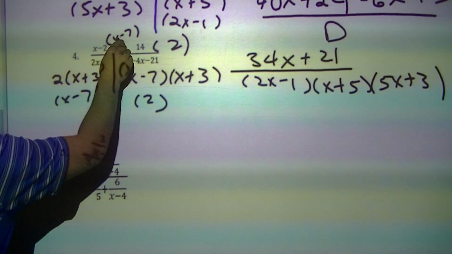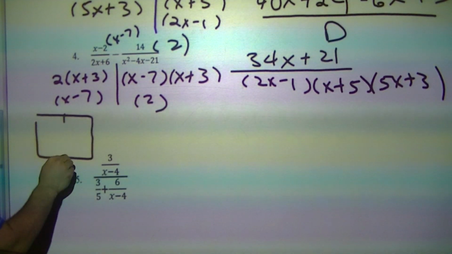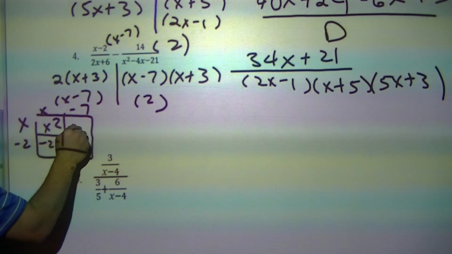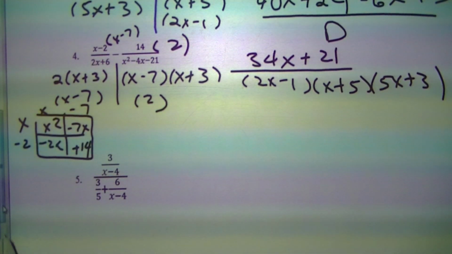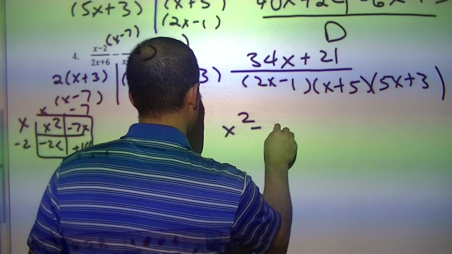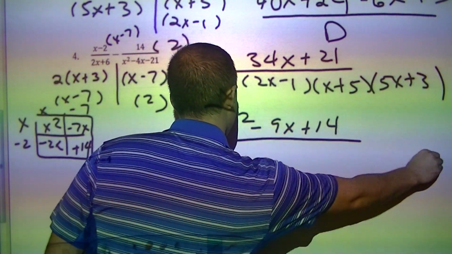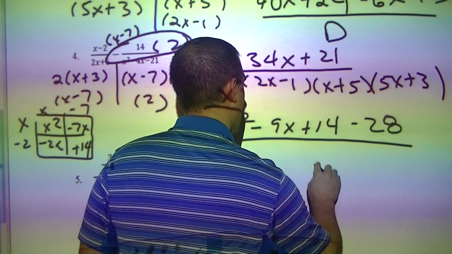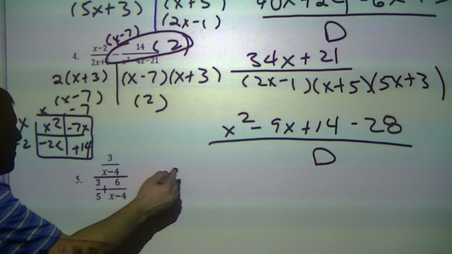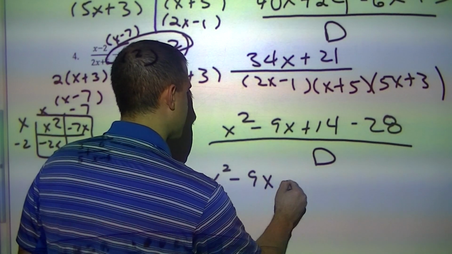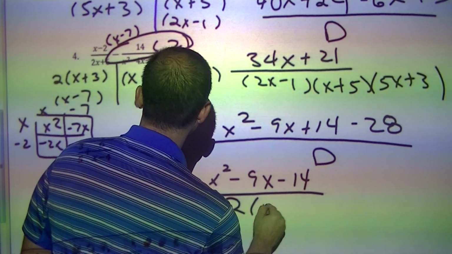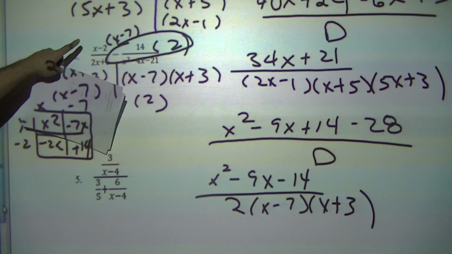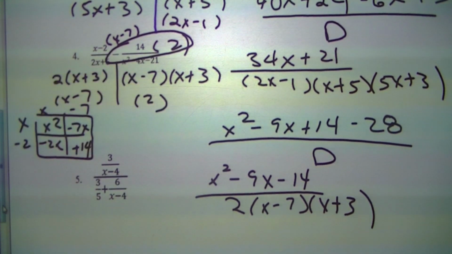Now, what I have to do with that is multiply that out using boxes. X squared, negative 2x, negative 7x, 14. So that's going to combine to x squared minus 9x plus 14. Negative 14 times 2 is negative 28 over my common denominator. If I combine my like terms, x squared minus 9x minus 14 all over 2 times x minus 7 times x plus 3. So that's how the multiplication there you had to do. Treat that like a negative 14 when you multiply.